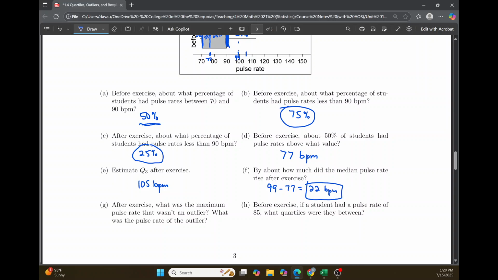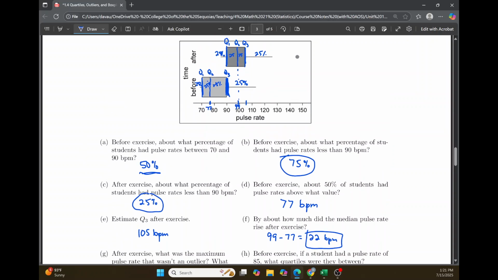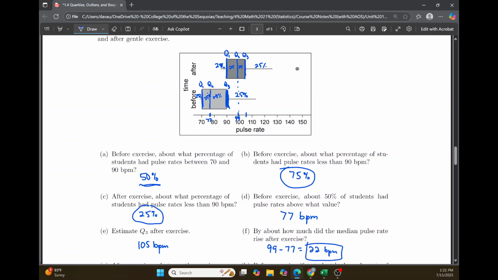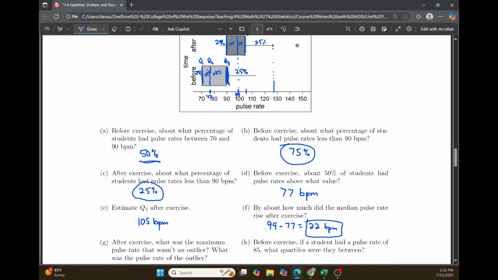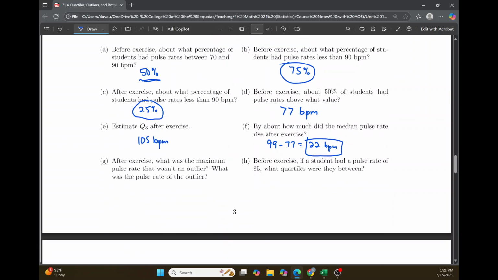Okay, part G. After exercise, what was the maximum pulse rate that wasn't an outlier? And what was the pulse rate of the outlier? Okay, so after exercise, the maximum that is not an outlier is this upper whisker. It's where the upper whisker ends, right? So that's the maximum value that's not an outlier. And it looks like that's about 128, something like that. Okay, so about 128 beats per minute. So the maximum that's not an outlier is about 128 beats per minute.